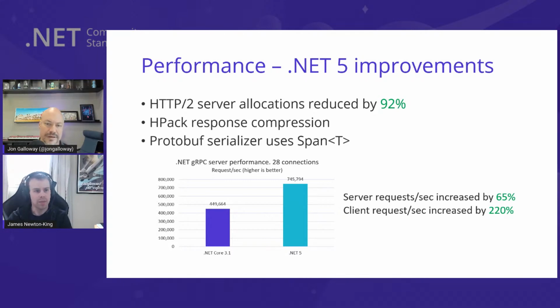So actually breaking down, comparing .NET Core 3.1 to .NET 5, we increased server requests per second by 65%, and client requests per second increased by over 200%. That's a significant increase. That comes from the range of improvements: reducing latency, improving concurrency, which can be a big deal with HTTP2, I'll talk about that in a second, and the allocations that I mentioned.